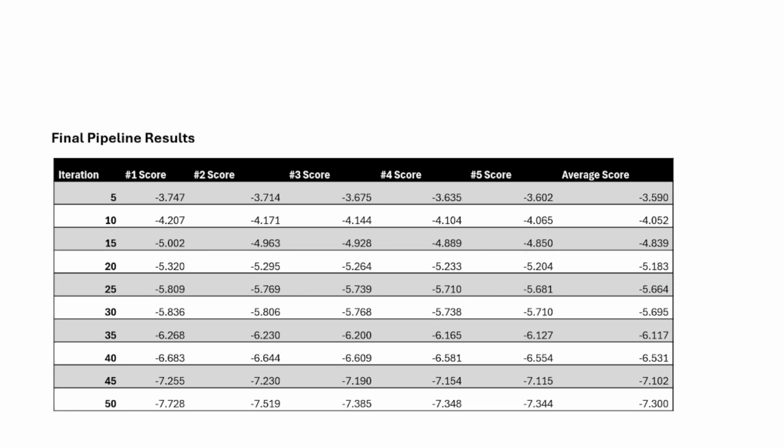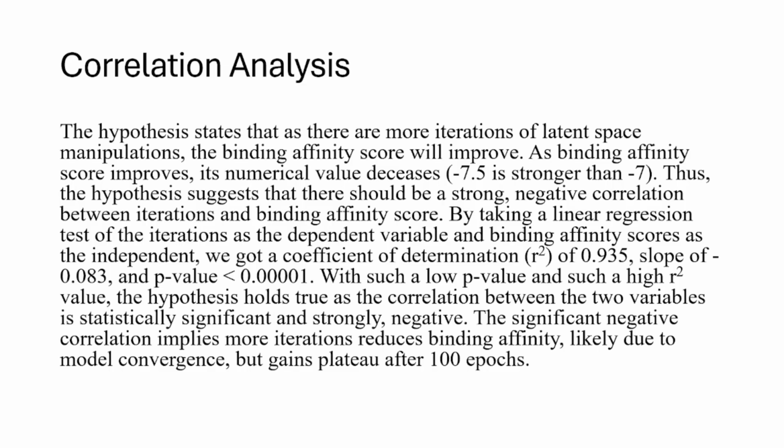So this is the final result of our pipeline. We can see over many iterations that the scores improved over time, and these scores are the best binding affinity scores from each iteration. After 5 iterations, we had negative 3.7. After 50, we had negative 7.7. And this shows a very strong correlation.